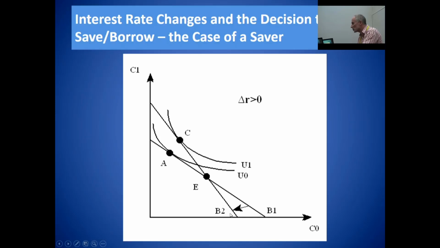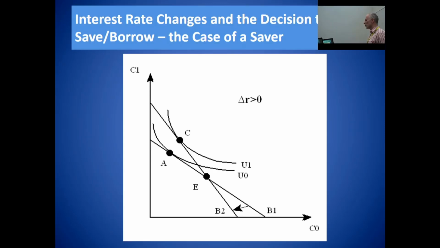And then what does the consumer do? Well, the same as before. Our consumer wants to be on his highest possible indifference curve, subject to that new budget constraint. And the highest possible indifference curve he can reach is that indifference curve U1 that just touches our new budget constraint at point C. So what does that tell us about the saver?